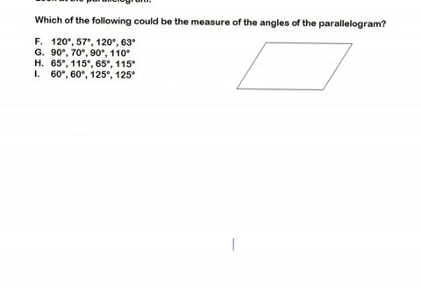All right, look at the parallelogram. Which of the following could be the measure of the angles of the parallelogram? Well, what do we know about a parallelogram? We know this side and this side are parallel. This side and that side are parallel. What about congruent? Yep, we know that this side and that side are congruent. So that means that we're going to have angles with the same measurements.